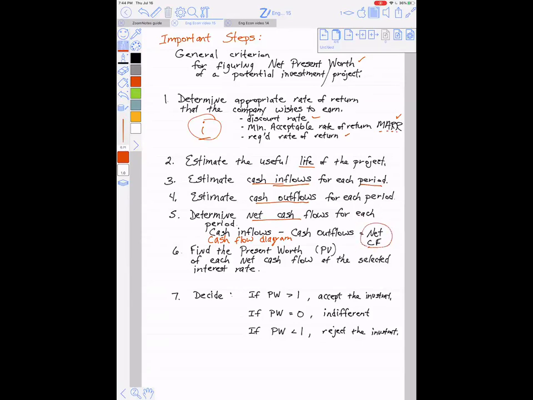Okay, step 6, find the present worth or present value of each net cash flow at the selected interest rate determined in step 1. Find the present cash flows and add them up. I didn't write that, that's step 6A, right? Sum them. Then step 7 is decide. If present worth or present value is greater than 0, accept the investment. If present worth is equal to 0, you're indifferent, and must use other, non-financial criteria to decide. And if present worth is less than 0, then you reject the investment on a financial basis. There might be other reasons to still do the investment from a qualitative basis, but from a financial standpoint, if present worth is less than 0, don't do it.